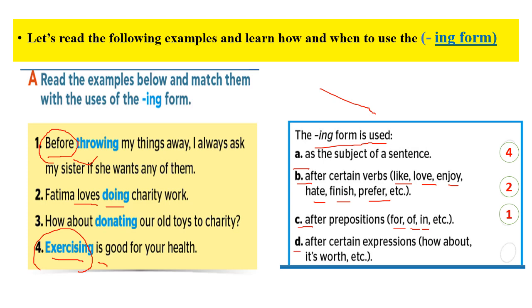As for rule D, the ing form is used after certain expressions such as how about, or what about, or it's worth. So after these expressions, the verb should come in the ing form. A good example is example 3. How about donating our old toys to charity? So here the expression is how about, and what comes after it? See here, donating, the verb in the ing form.